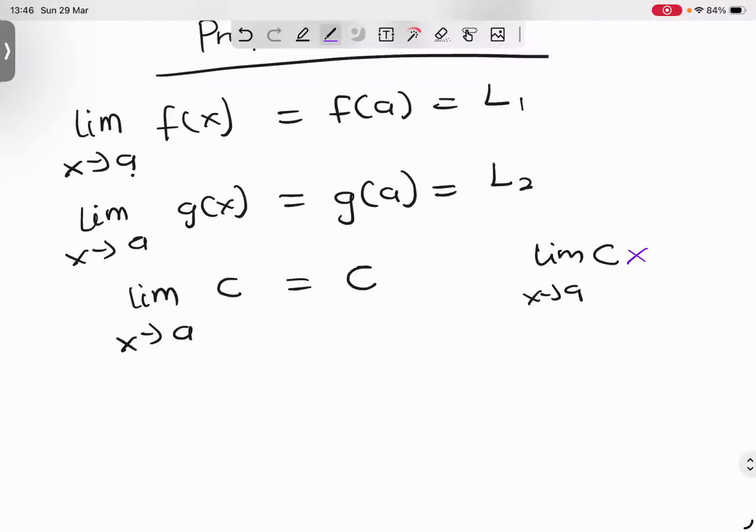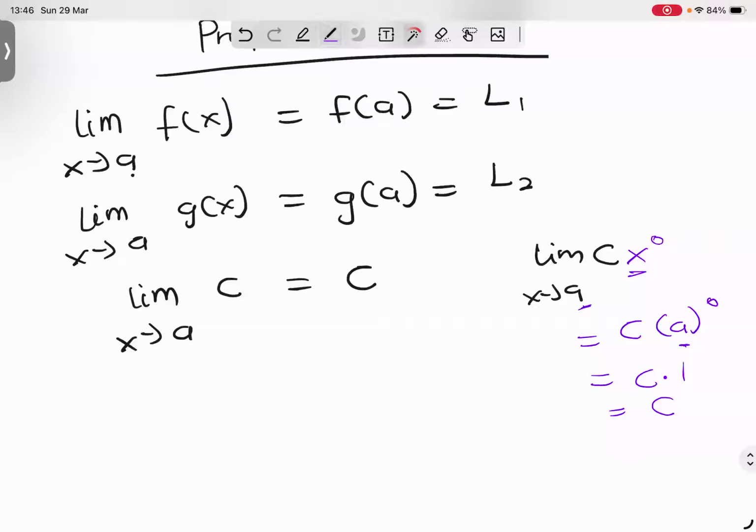We create the x and destroy it by writing x raised to the power 0, as long as the value that x is approaching is not equal to 0. So we create the x and then destroy it. We are doing direct substitution, so now I see an x. This is going to be c times a raised to the power 0. Any non-zero number raised to the power 0 is 1, so here I have c times 1, and c times 1 is equal to c.